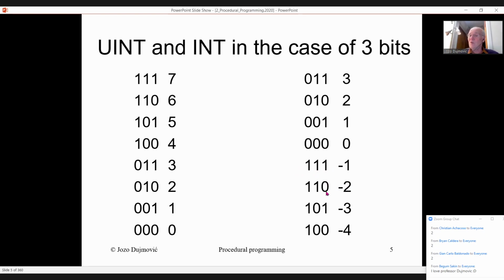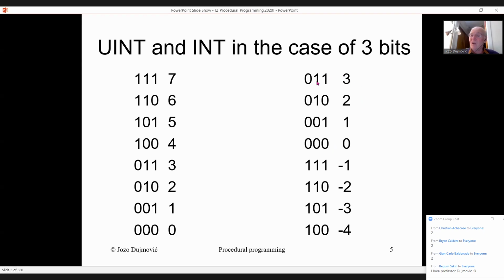So minus 1 is always coded as the sequence of ones. Minus 2 is 1, 1, 0. 1, 0, 1 is minus 3. This is minus 4. So you see what happens if you take binary 1, 1, 1, which is 7. Add 1 to this, you are going to get 1 with 3 zeros, which is 0. So you have practically a ring of unsigned integers where after the largest value comes 0.